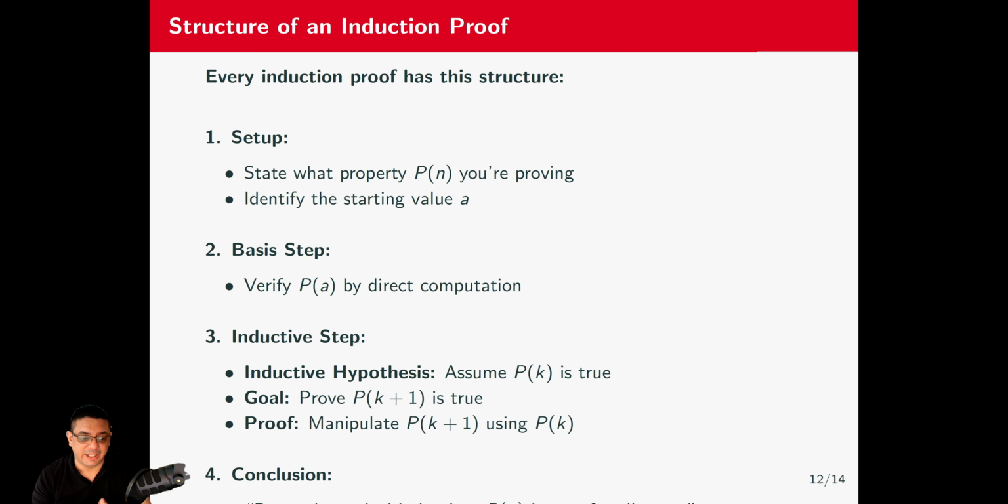Usually it's good that you state it as well, so you have your goal clear, and then you start from one side of the statement of P of k plus 1 and arrive at the other one. Or in general, you prove P of k plus 1 by a manipulation of the conditions of P of k. And then last, the conclusion is that by mathematical induction, it's going to be true for all natural numbers after the initial number.